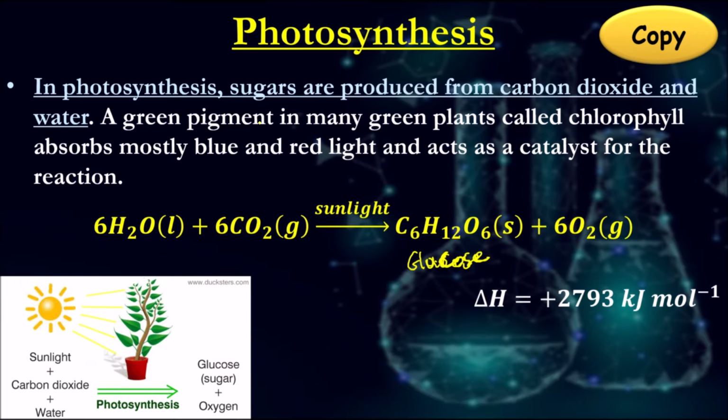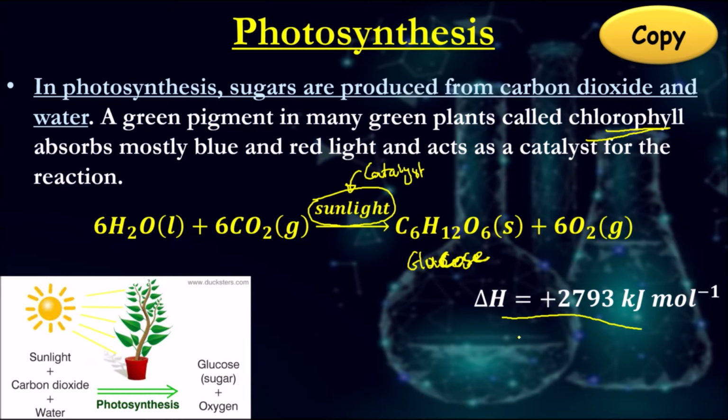So we have a green pigment in many green plants called chlorophyll, which absorbs mostly blue and red light and acts as a catalyst for the reaction. In this reaction, you can see I wrote sunlight on top of the reaction arrow. This is a catalyst. Without this catalyst, the process of photosynthesis wouldn't occur, which is why we say that plants need sunlight in order to grow. If there's no sunlight, they can't actually convert the carbon dioxide and water into sugars and oxygen.